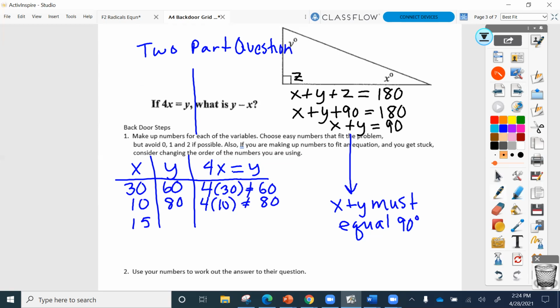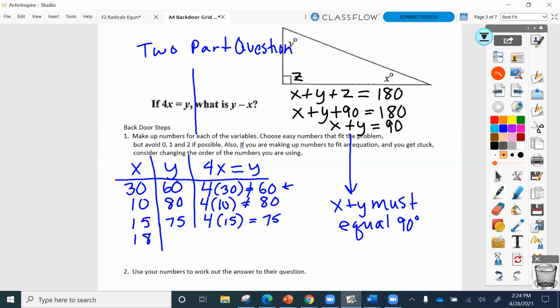Let's try 15. So 15 plus 75, that will give you 90. So 4 times 15, does that equal 75? And it does not. 4 times 15 is only 60, but we're getting closer, right? 60 is closer to 75 than when we were doing this one, 120 and 60. So we know we're going in the right direction. So I'm going to say just a little bit more, like 18.